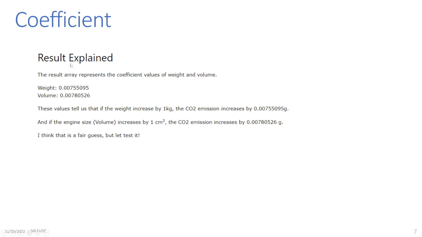Now, the result explained: the result array represents the coefficient values of weight and volume, as I had mentioned a while ago. These values tell us that if the weight increases by 1 kilogram, the CO2 emission increases by 0.0075595 grams. And if the engine size volume increases by 1 cubic centimeter, the CO2 emission increases by 0.00780526 grams. I think that's a fair guess, but let's test it.